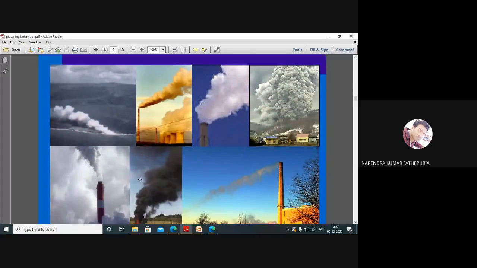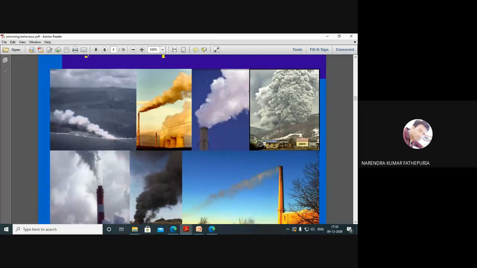I'll be talking about the plumes. These plumes are very important. Plumes are nothing but what comes from the stack of the chimney. This pollution is dispersing, right? So this smoke is making its own path, right? This path is called the plume formation.